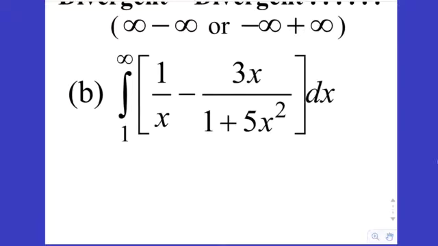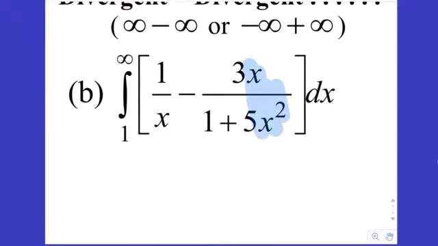Minus 3x over 1 plus 5x squared. That one we're not going to be able to integrate because the derivative of the bottom is 10x. We would be off by a 10. We'd have a correction of a 10th, and it would be a natural log rule. But maybe we wouldn't have to do that.